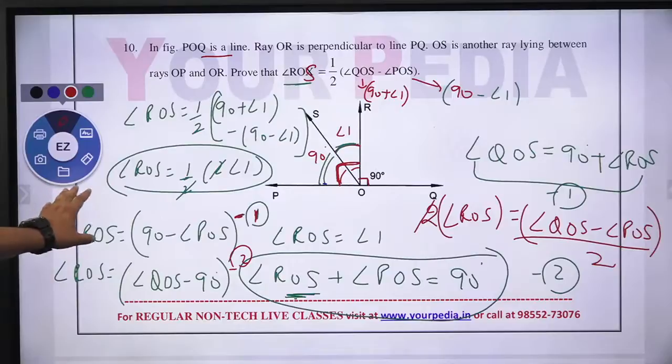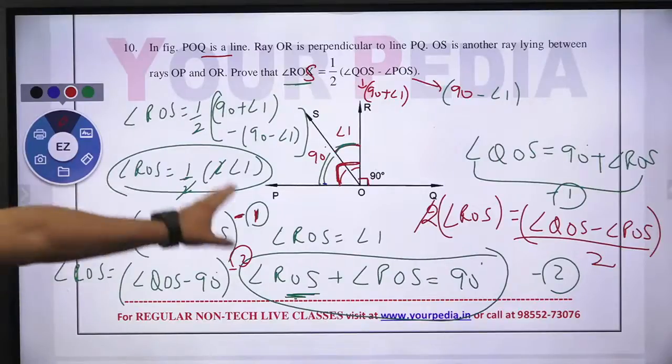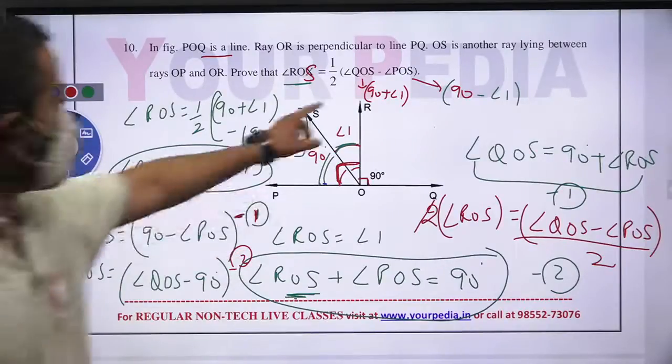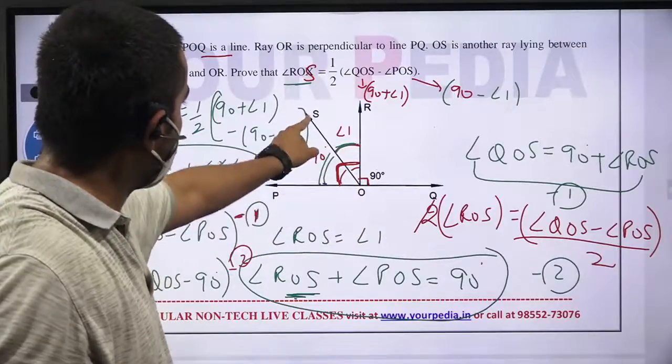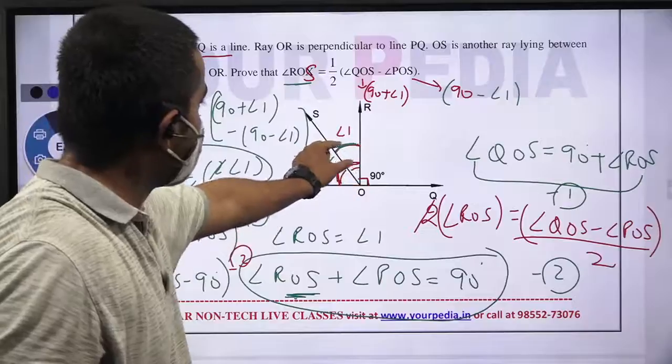So I have framed two equations in terms of ROS, QOS, and POS. ROS, I will say that is ROQ plus this ROS. This will be 90 plus angle 1.